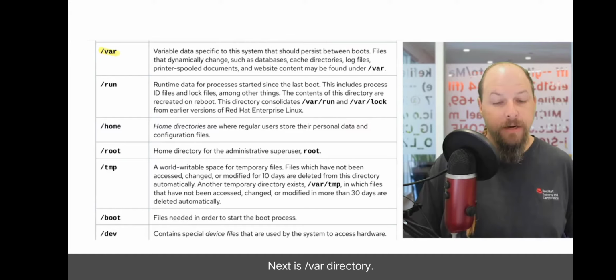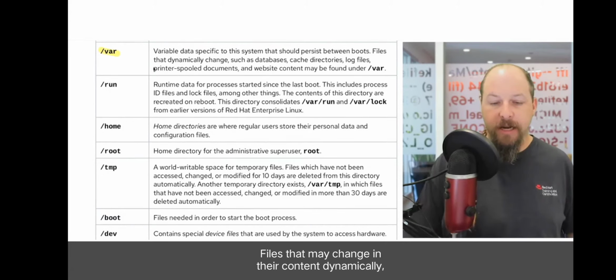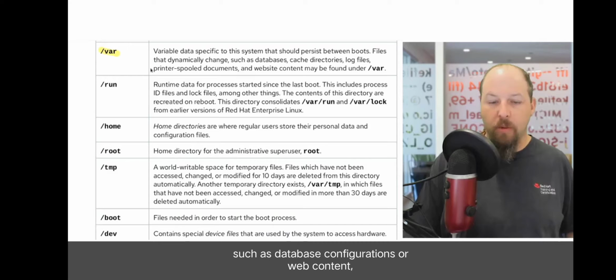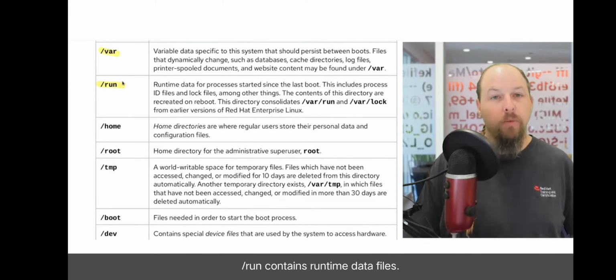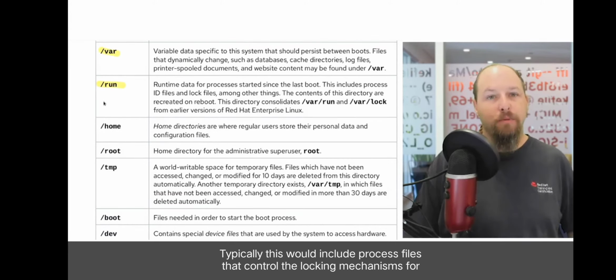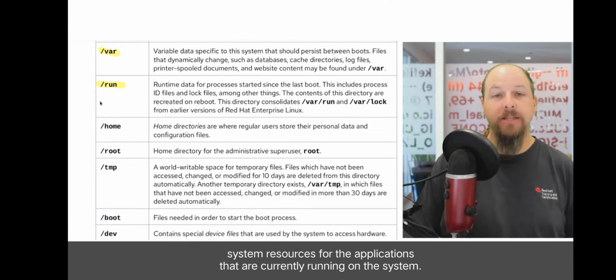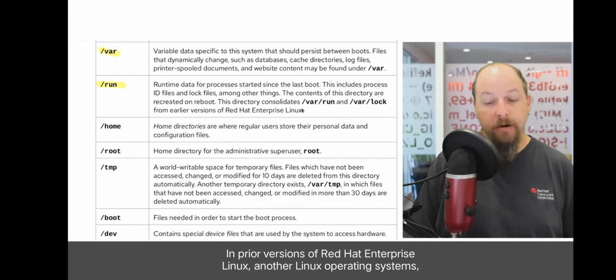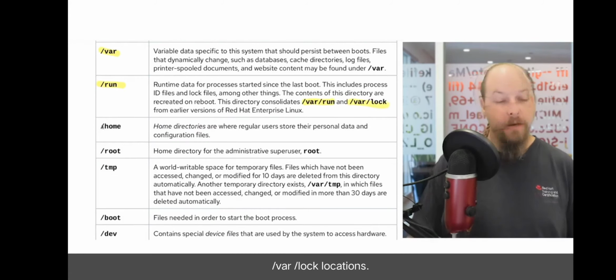Next is our /var directory. Variable-specific data is contained within these files. Files that may change in their content dynamically, such as database configurations or web content, are typically located within the var directory. /run contains runtime data files. Typically, this would include process files that control the locking mechanisms for system resources for the applications that are currently running on the system. In prior versions of Red Hat Enterprise Linux and other Linux operating systems, this would contain data similar to what we would have found in the /var/run or /var/lock locations.